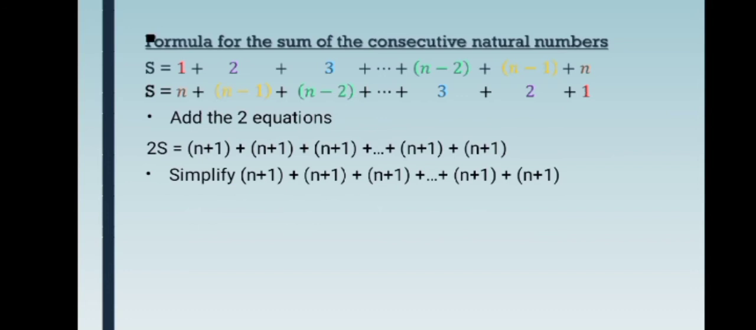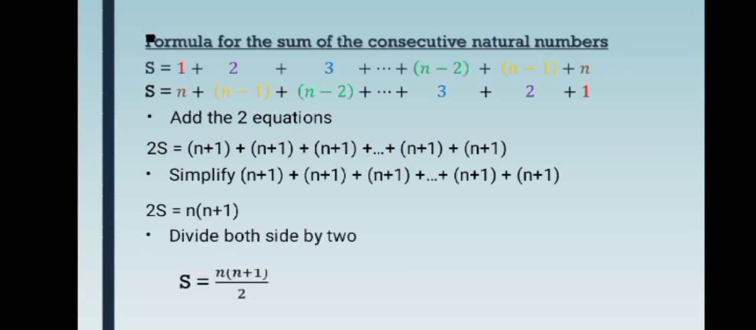So, simplify natin yung n plus 1, n plus 1, n plus 1. We will have n times n plus 1. Di ba? 2s is equal to n times n plus 1. So, divide both sides by 2. We will have now the formula n multiplied by n plus 1 over 2. So, ito yung formula, di ba? Pag kino-compute natin yung consecutive natural numbers.